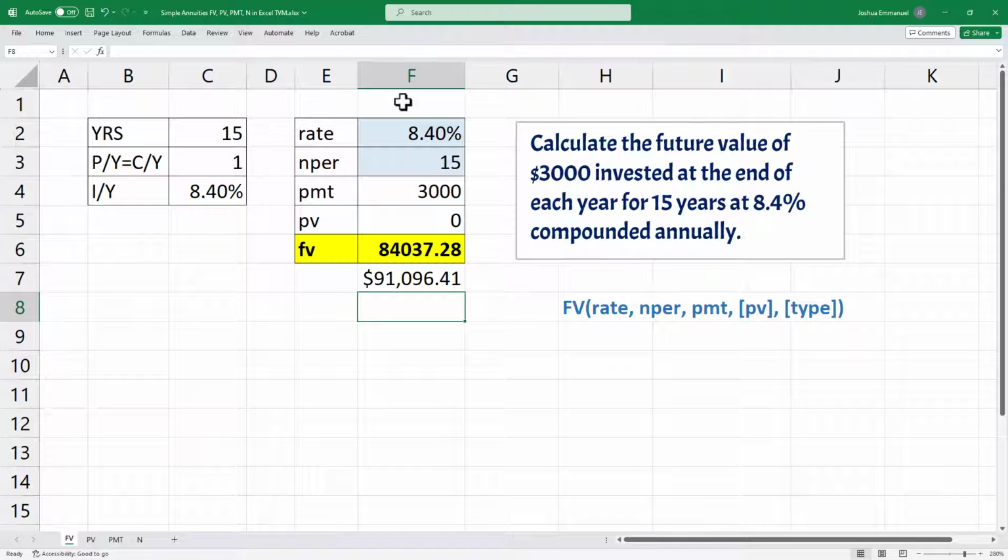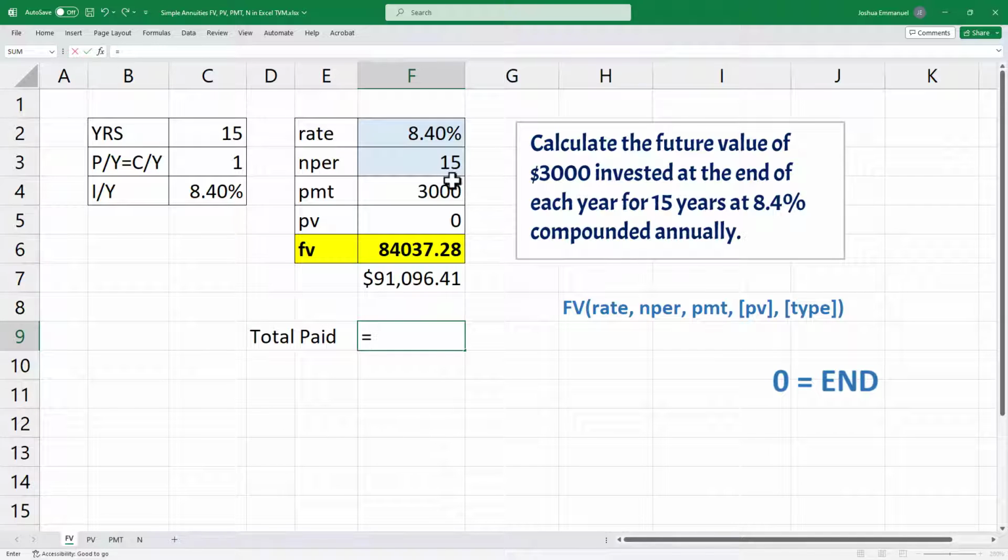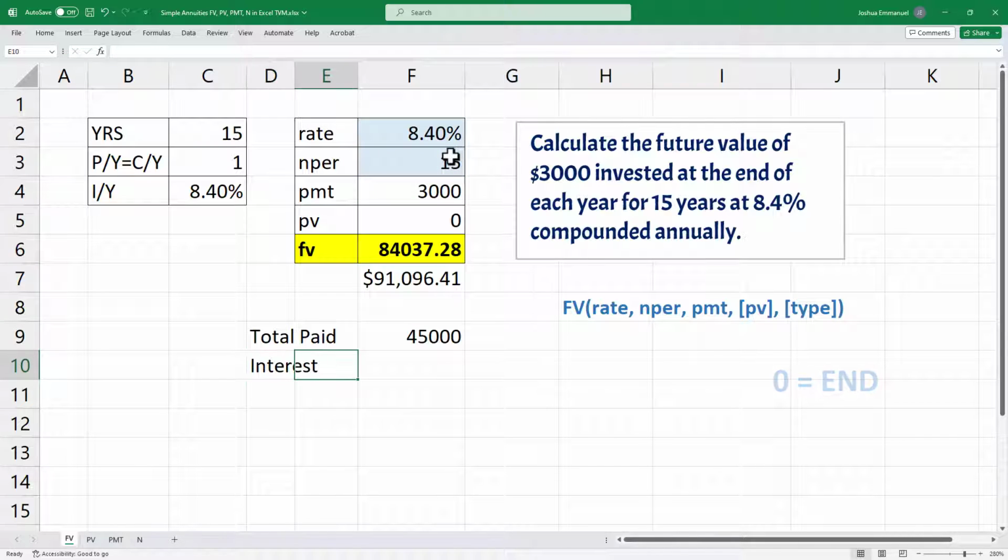This is because the cash flows are compounded for one additional period when payments are made at the beginning. In essence, the first payment in an annuity due would already be accruing interest by the time the first payment in an ordinary annuity is made. Now, the total paid here will be the periodic payment times the number of payments. And the interest earned will be the future value minus total amount paid.